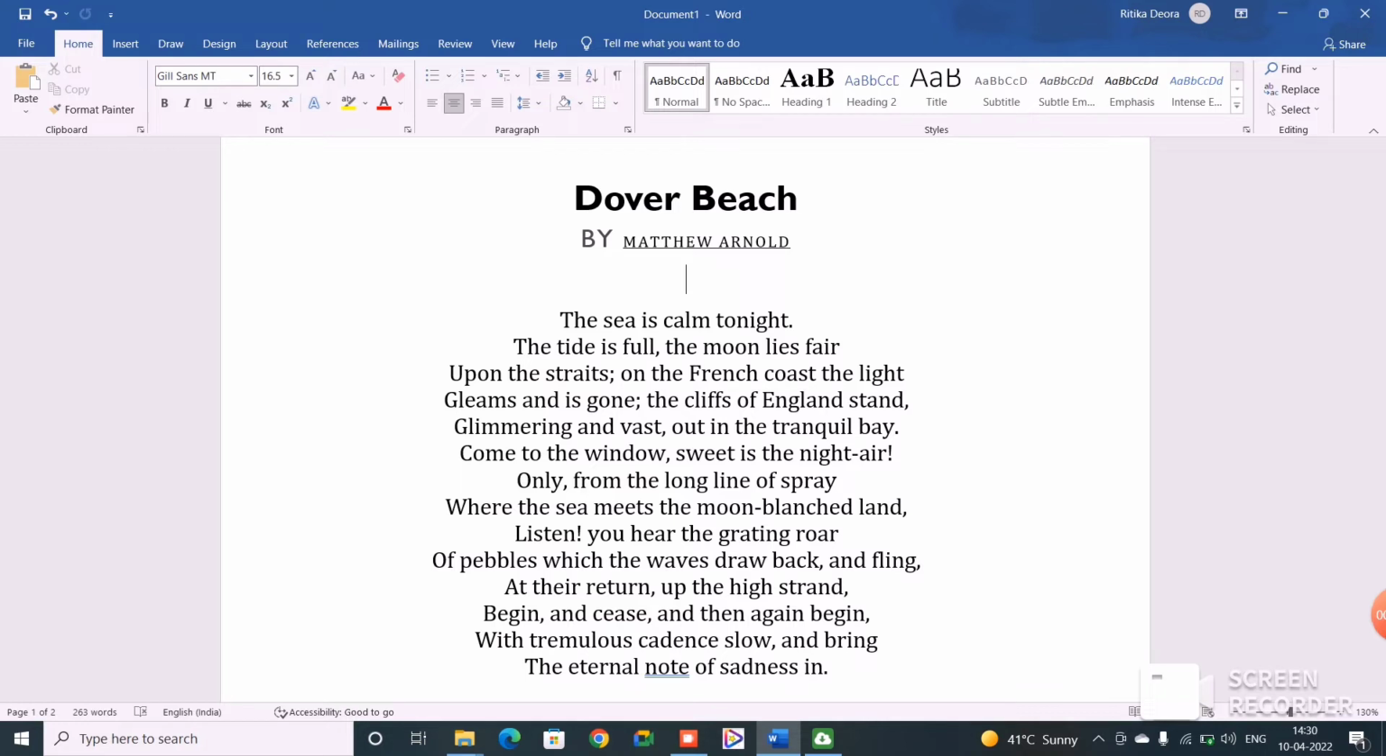Only from the long line of spray where the sea meets the moon-blanched land. Listen, you hear the grating roar of pebbles which the waves draw back and fling. So the poet first says that the night air is very sweet, but only from the long line of spray where the sea meets the moon-blanched land. Now, moon-blanched land means the land on which the moon is shining and showering its light. So the land which is being lit by the moon.